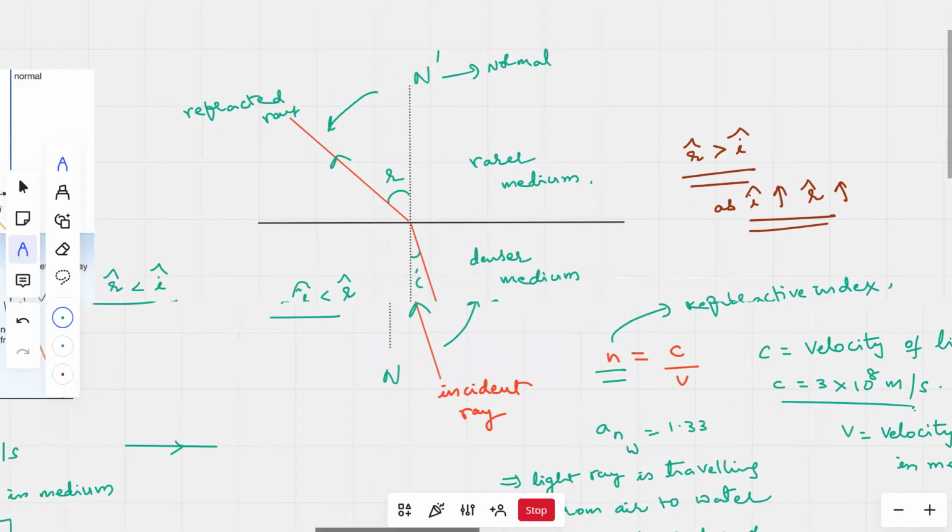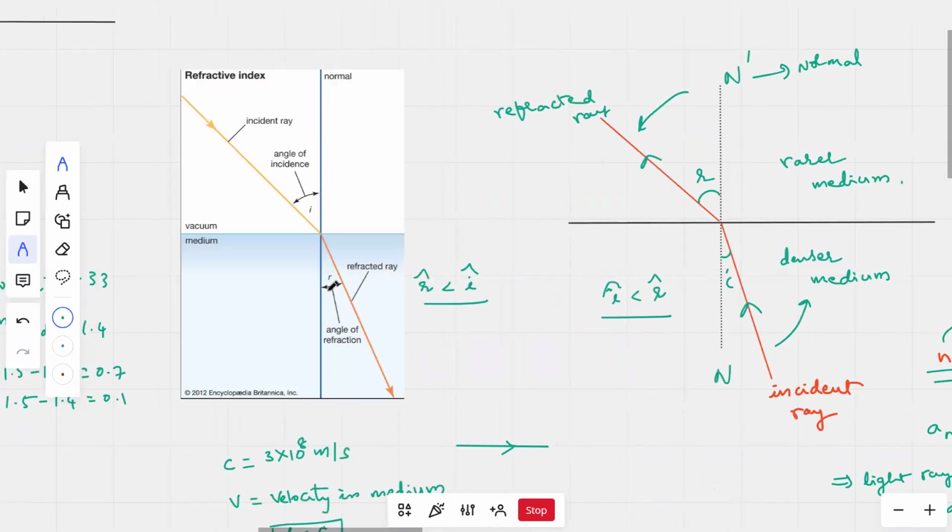Whereas in the earlier case, the angle of incidence is greater than the angle of refraction. See here, both the pictures are here. You can compare and then learn.